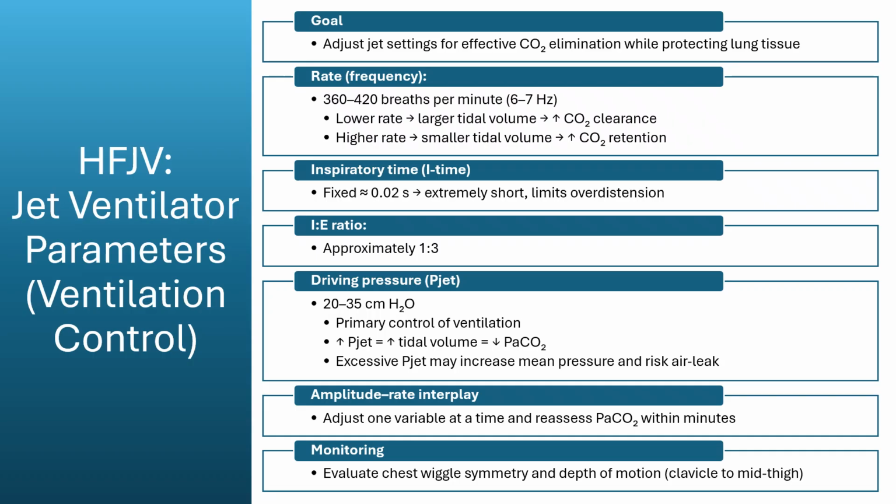Inspiratory time is fixed at about 0.02 of a second in most neonatal systems, producing an inspiratory to expiratory ratio near 1 to 3. This timing minimizes gas trapping and allows adequate recoil for passive exhalation. In cases of persistent carbon dioxide retention despite high driving pressure, inspiratory time can be lengthened slightly to increase volume delivery, provided exhalation remains complete. Together, rate, driving pressure, and inspiratory time form the ventilatory control system of the jet. Their careful balance determines effective carbon dioxide clearance while preserving the low mean pressure that protects fragile neonatal lungs.